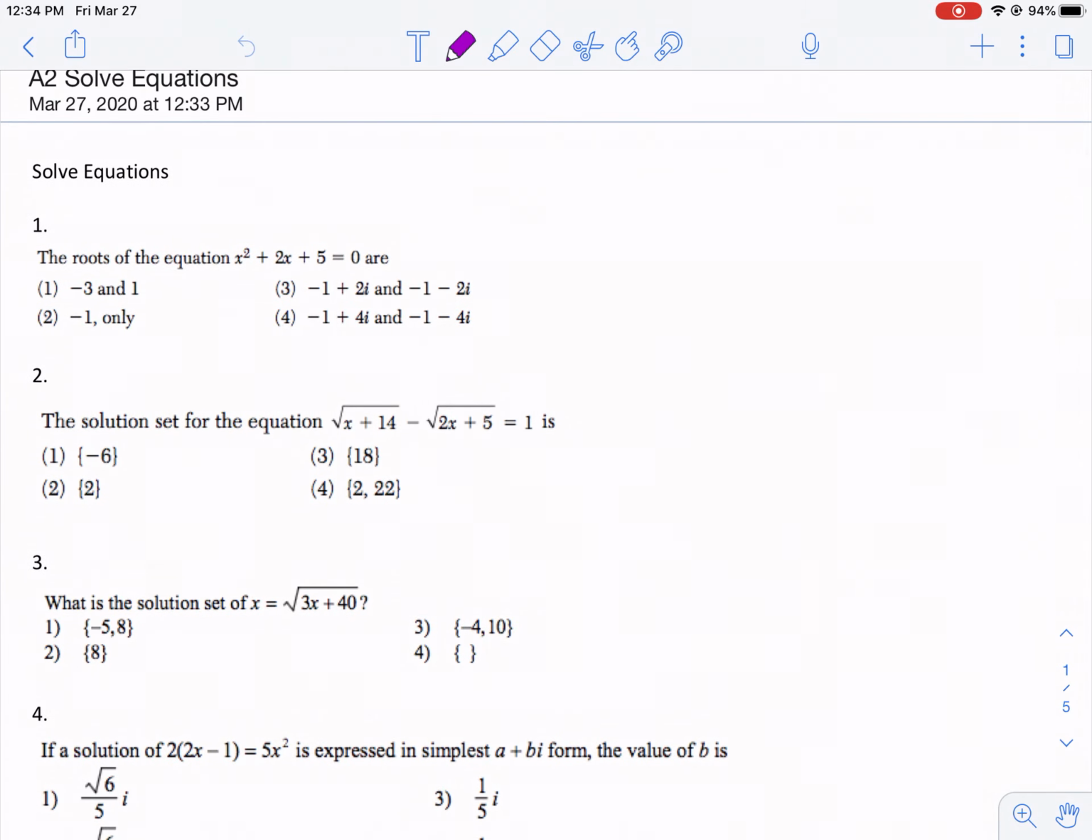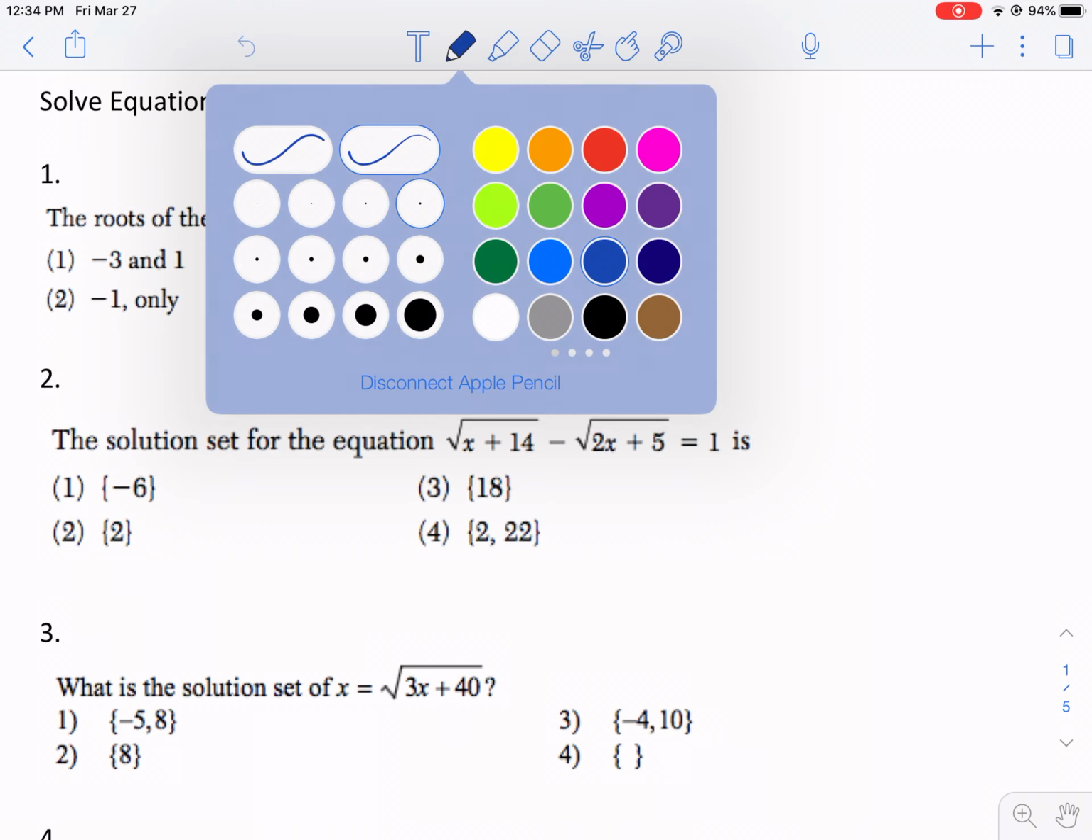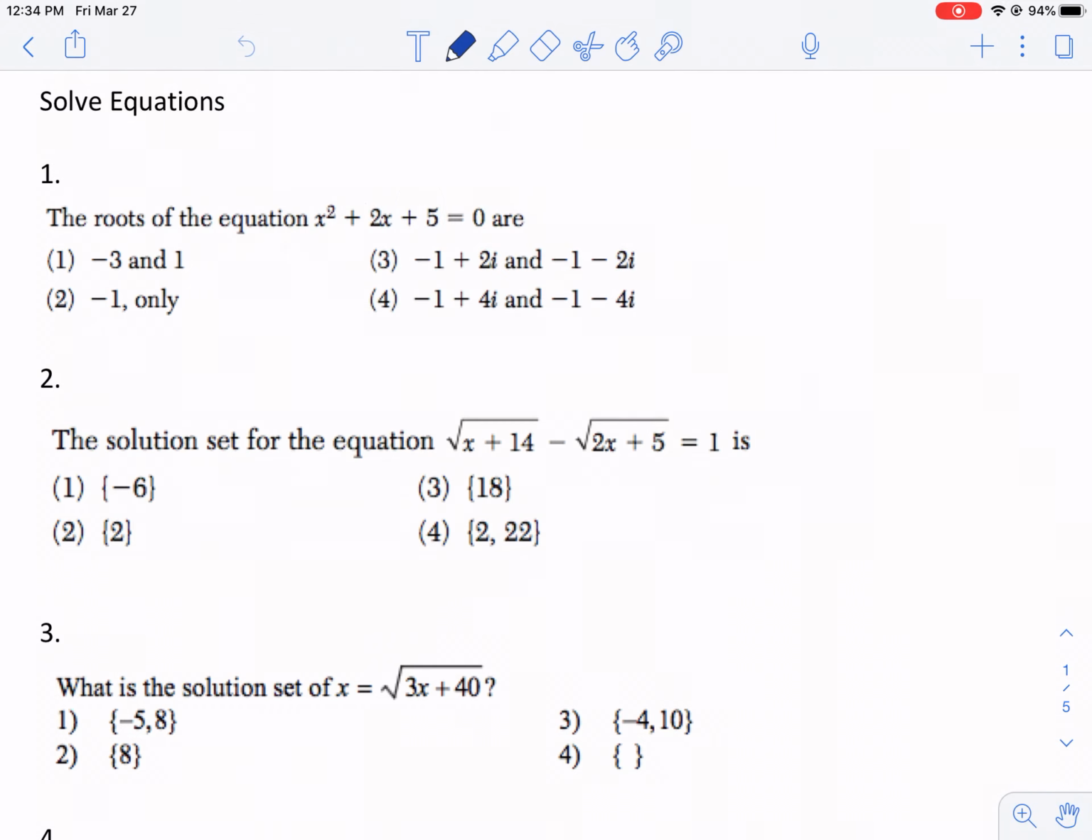Alright, this is Algebra 2, Week 2 assignment of solving equations. This video will take care of the first 8 or 9 questions. Question number 1 says the roots of the equation are, and 2 of the answers have nice numbers and 2 of the answers have complex numbers.